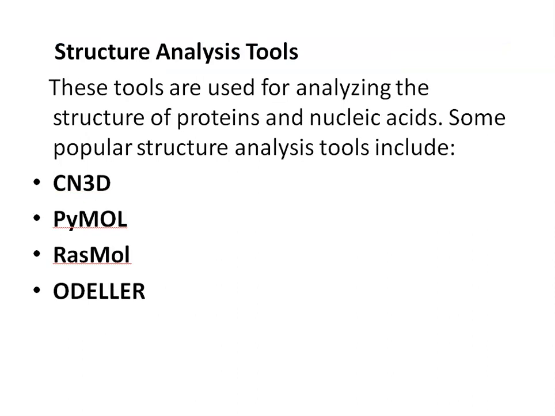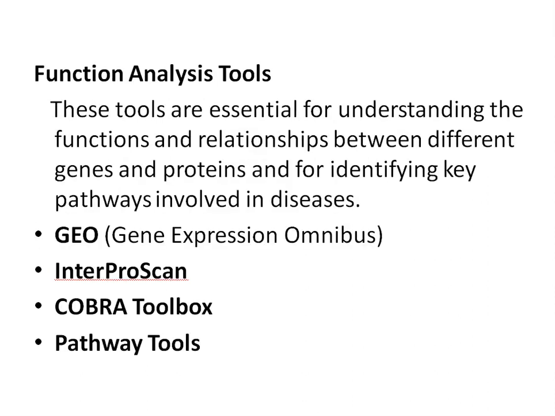These tools are used for analyzing the structure of proteins and nucleic acids. Some popular structure analysis tools are Cn3D, PyMOL, RasMol, MODELLER. Similarly, functional analysis tools. These tools are essential for understanding the function and the relationship between different genes and proteins, and for identifying key pathways involved in diseases. These tools include GEO, Gene Expression Omnibus, then InterProScan, then COBRA toolbox, then Pathway Tools. So these are the tools.